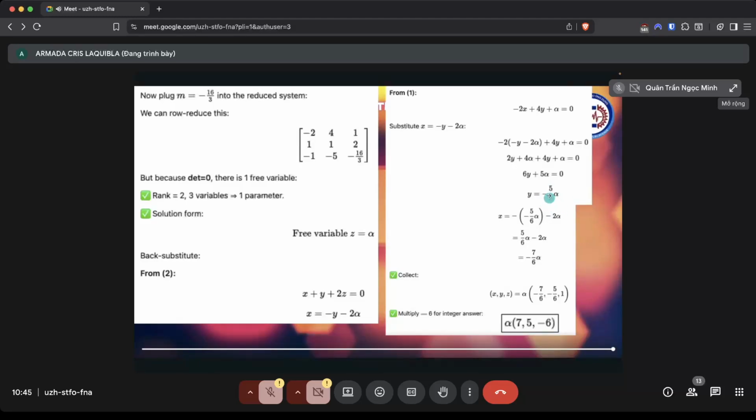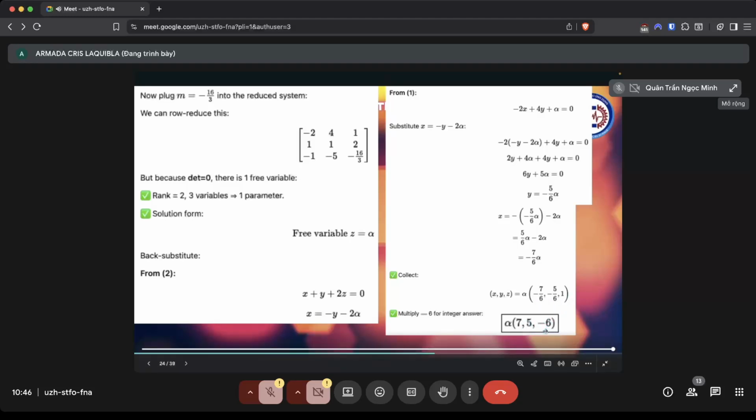Now substitute this y here in your x, which is this one. So we have negative of the negative 5 over 6 alpha minus 2 alpha. It's negative 7 over 6 alpha. So this is now your first term. We just factor out alpha here outside. Now we multiply that with negative 6 so that it's an integer. So negative 6 multiplied with negative 6, this is 7. Here we have 5, and then the 1 becomes negative 6.